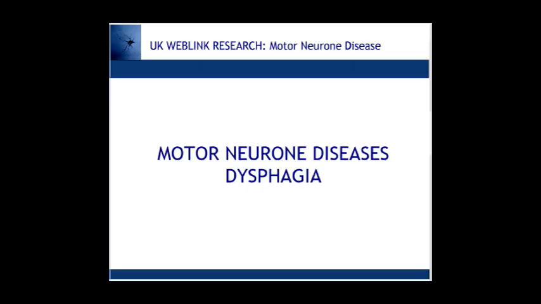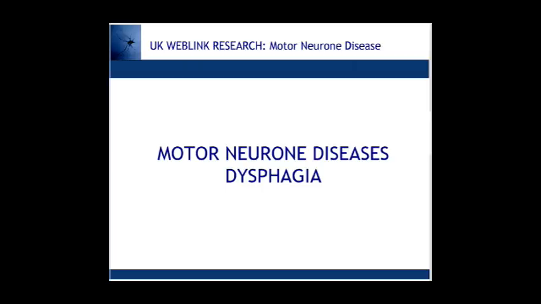Motor neuron diseases, dysphagia. As swallowing is a complex process, there are many reasons why dysphagia can develop. Some causes of dysphagia are explained below. Neurological causes. The word neurological refers to the nervous system. This is made up of the brain, nerves, and spinal cord. Damage to the nervous system can interfere with the nerves responsible for starting and controlling swallowing. This can lead to dysphagia.